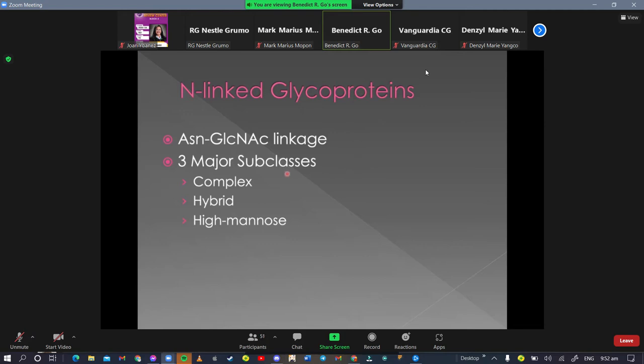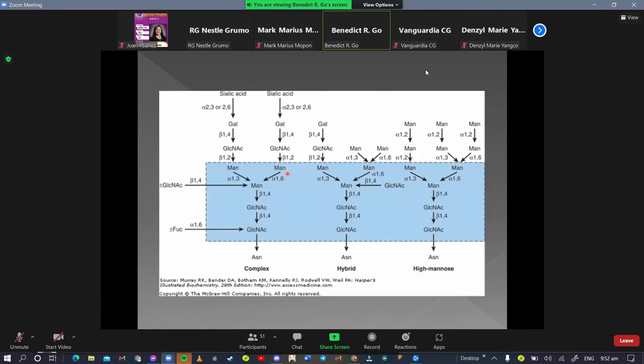So anyway, N-linked glycoprotein again has an asparagine-GlcNAc linkage. And the three major classes of N-linked are complex, hybrid, and high mannose. Do we really want to know the linkage for each, like from a GlcNAc in the asparagine in complex N-linked is a beta 1,4? Yeah, let's not do that. Otherwise, you make your life miserable.